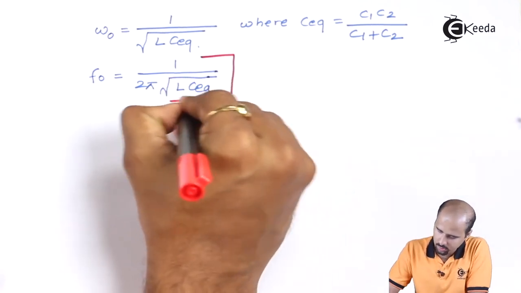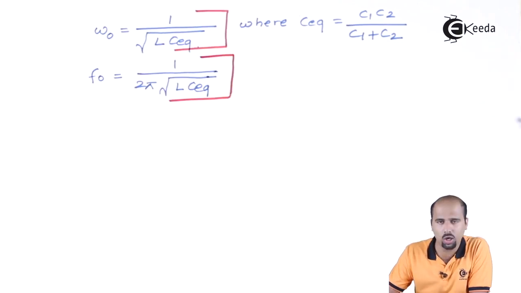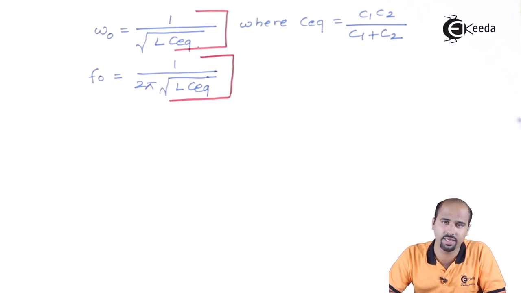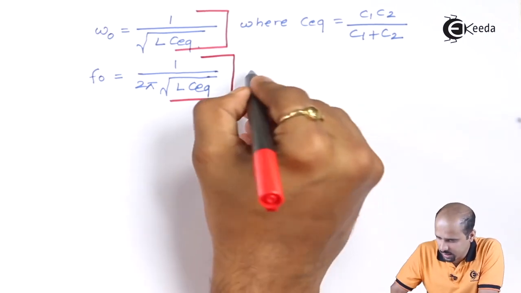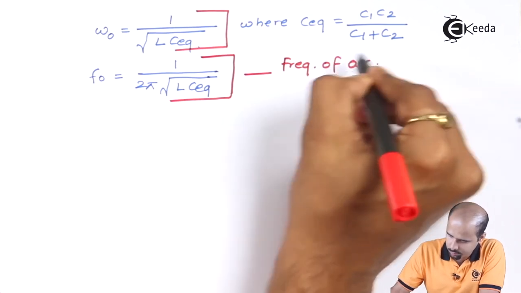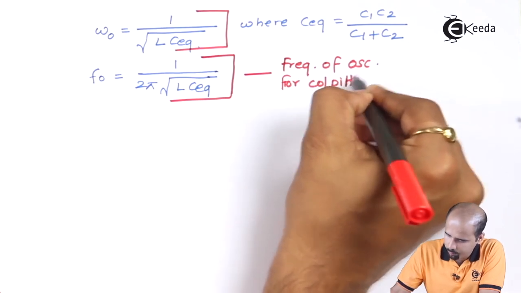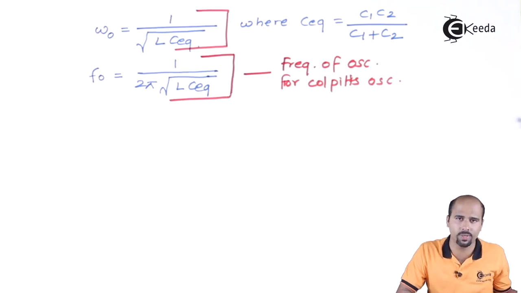Now this is your first finding, either in radian per second or in hertz. We'll put that particular value in my real part and let's see how we'll be getting the gain parameter. Now we have reached the first finding. Let's name this as the frequency of oscillation for Colpitts oscillator.